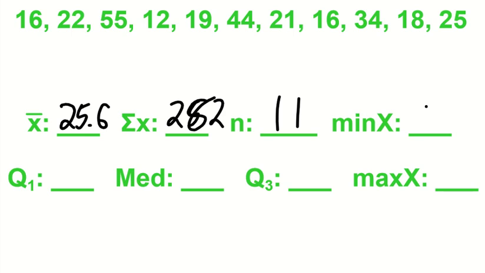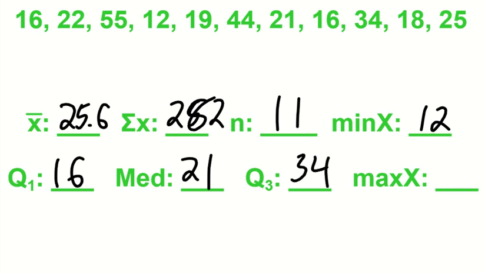12's the minimum. First quartile, Jeremiah? 16. Median, Sarah E? Lily? 21. Third quartile, Tariah? 34. And the maximum, Robert? 55.